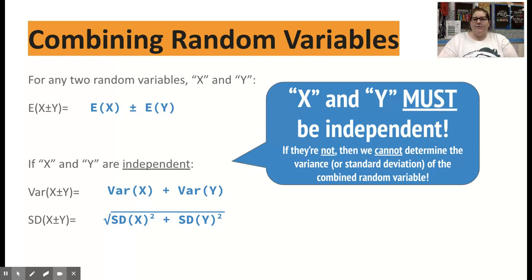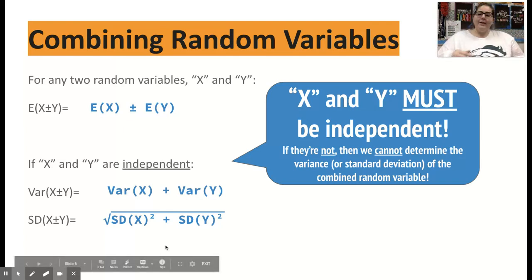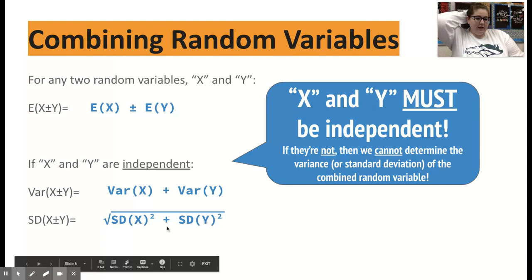It's kind of like square root of 5 plus square root of 5 is not just square root of 10. We can't just do that. We have to put them both under the square root, add them, and then re-square root them. So we have to be careful with how we deal with standard deviation. We have to deal with it a little bit differently, and I'll give you another analogy that I use for that later.